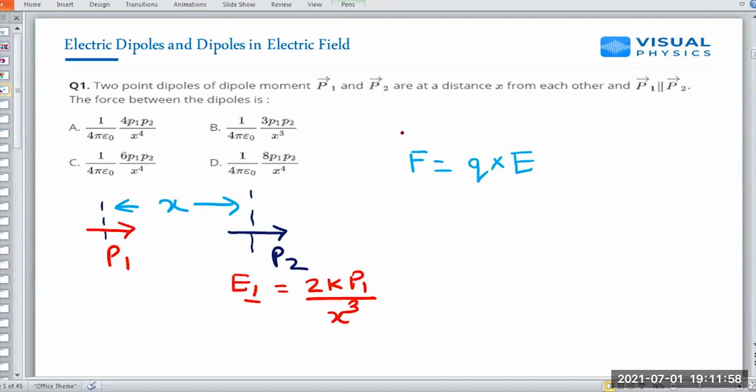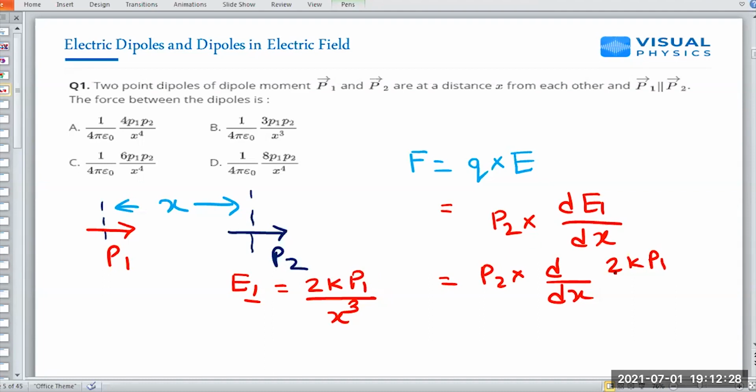Yes or no? Right now only I have told you that I can write force in case of non-uniform electric field as P2 into dE1 by dx. I just have to differentiate it. P2 into d by dx of 2k P1 by x cube. All these three things are constant. I can take them out. 2k P1 P2 d by dx of x to the power minus 3.